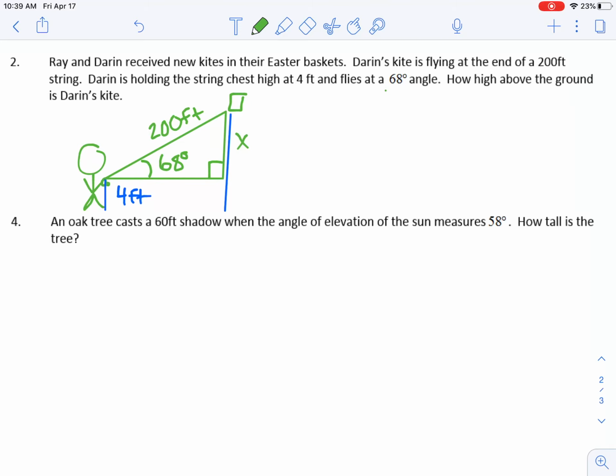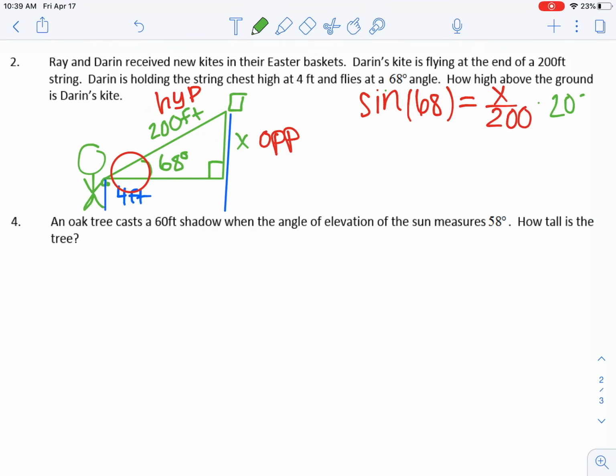So first let's focus on just solving for x. We have our angle, 68 degrees. Across from that angle, x is going to be our opposite side. And 200 feet, that is across from our right angle. So that would be our hypotenuse. So since we're working with opposite and hypotenuse, I'm going to use the sine function. So I can say sine of 68 equals my opposite over my hypotenuse, which is x over 200.